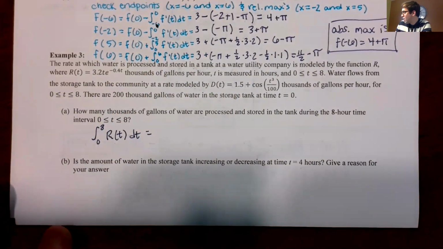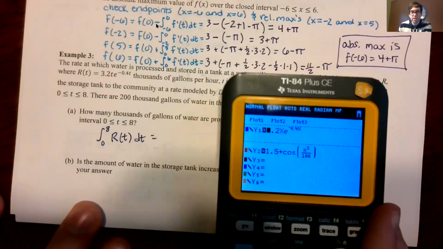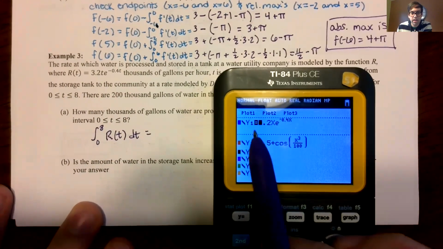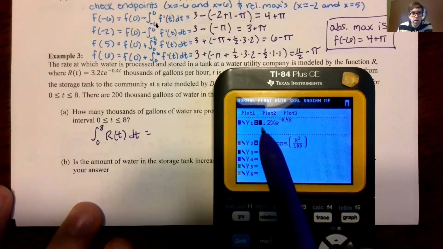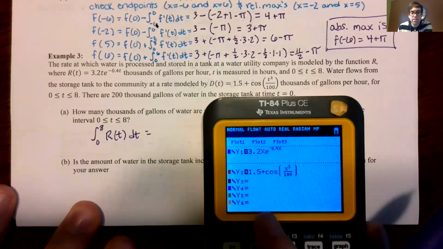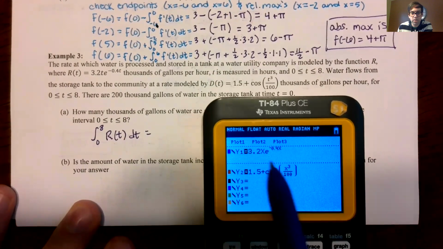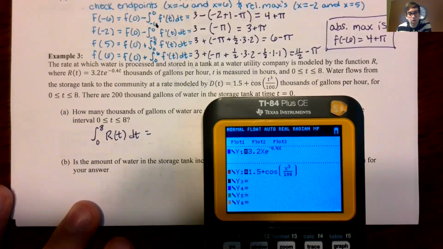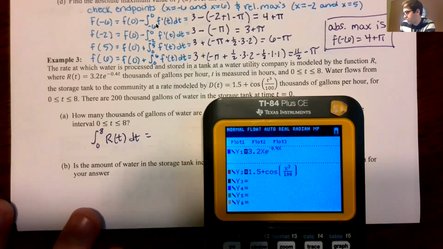All right, and this is one of the calculator active questions that we're going to be looking at today. So to help us out here, I already went ahead into my calculator and pre-typed in R of t as y1 and D of t as y2 so that we can use these multiple times throughout this example. So go ahead and type those in now in your own graphing calculator so you can practice doing this.